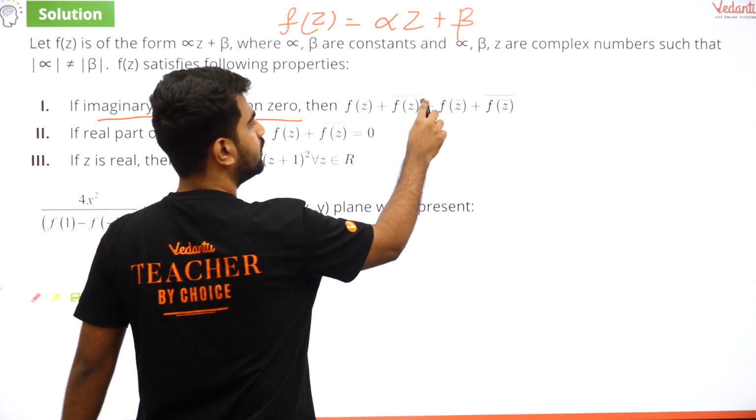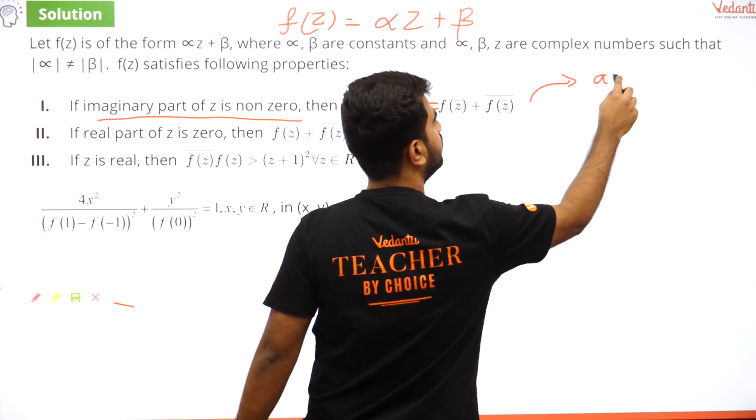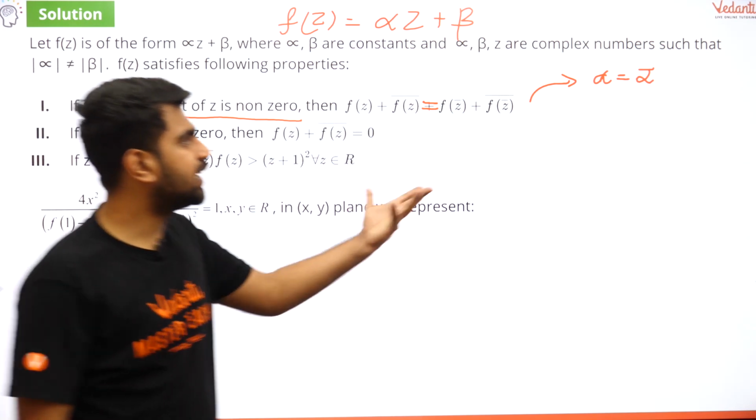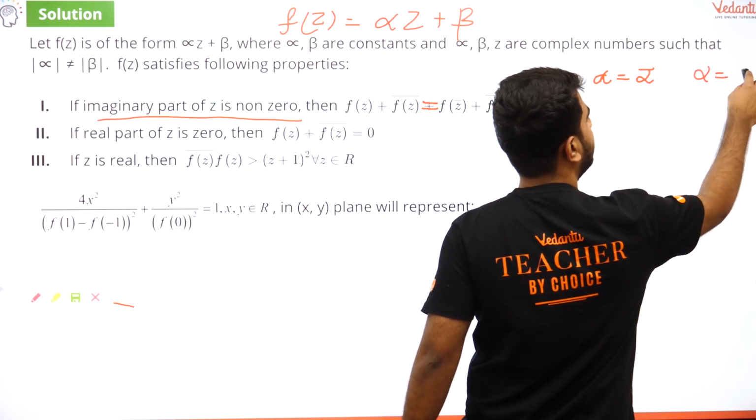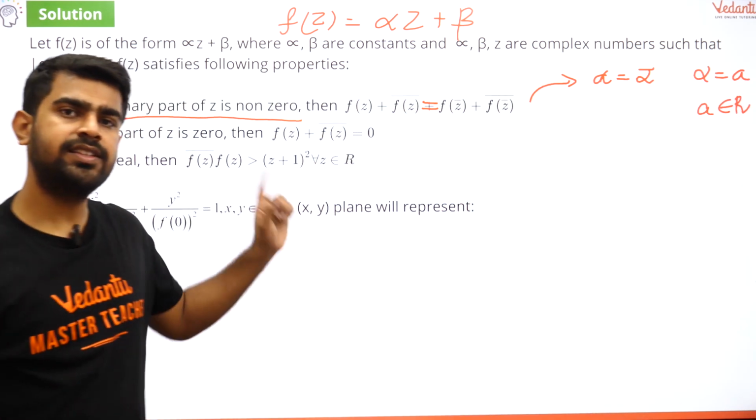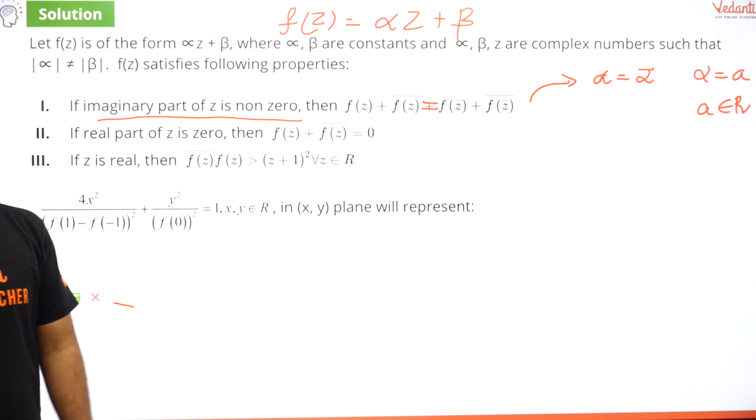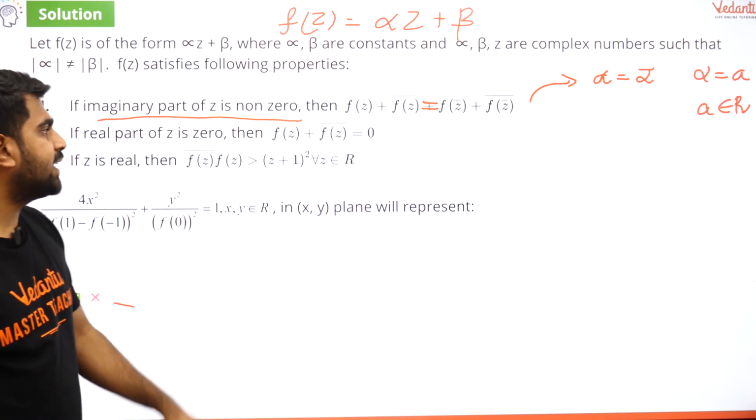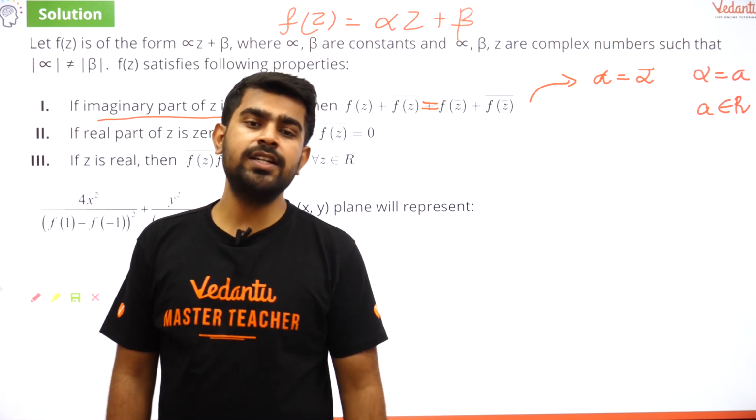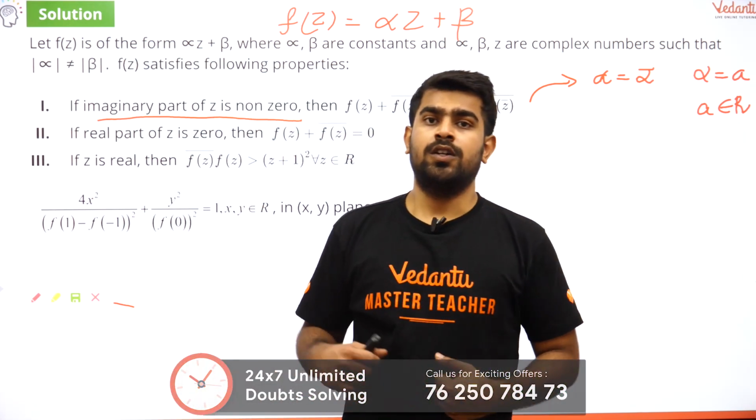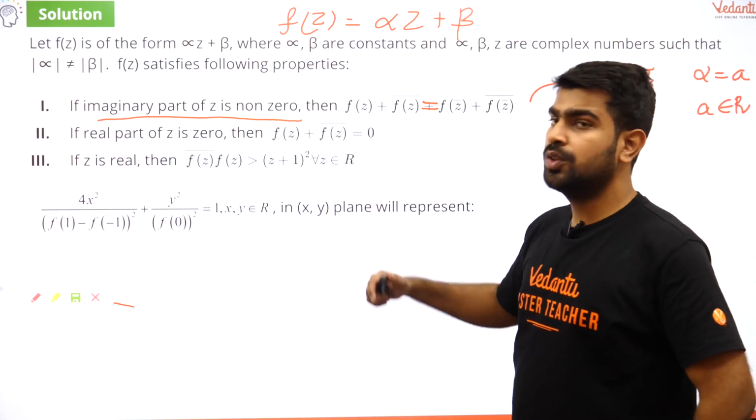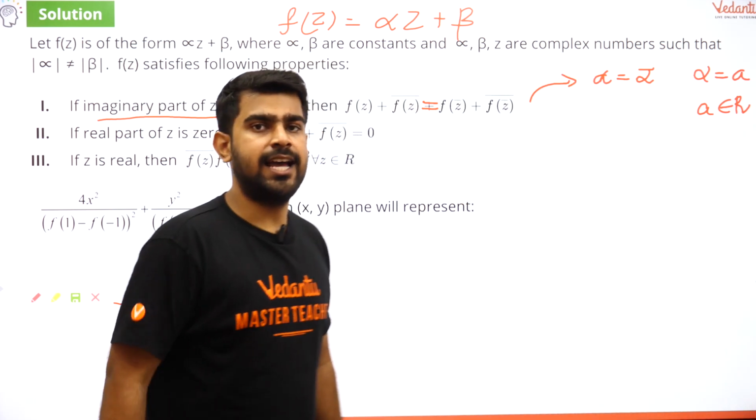So the first one, when I say it's equal to, it gives me alpha is equal to alpha bar. That means alpha is a purely real number. That means I can take alpha to be a, where a belongs to real numbers. Got it? That's the first result. Now let me go to the second part of this. From the second part, what do I get? It is said that if real part of z is equal to 0, then f of z plus f of z, the whole bar, is equal to 0. So from that, what do we get? Let us have a look at it.